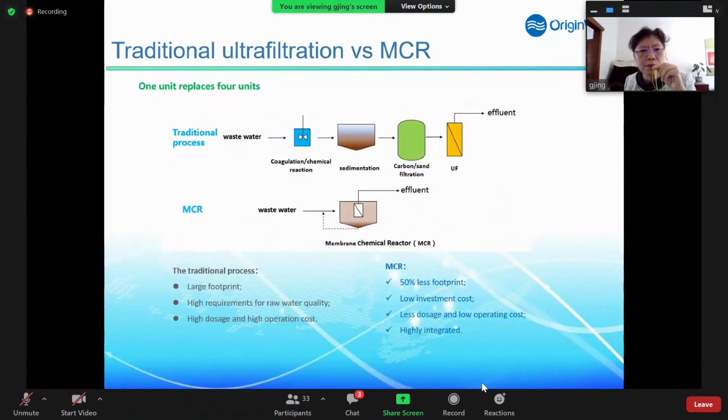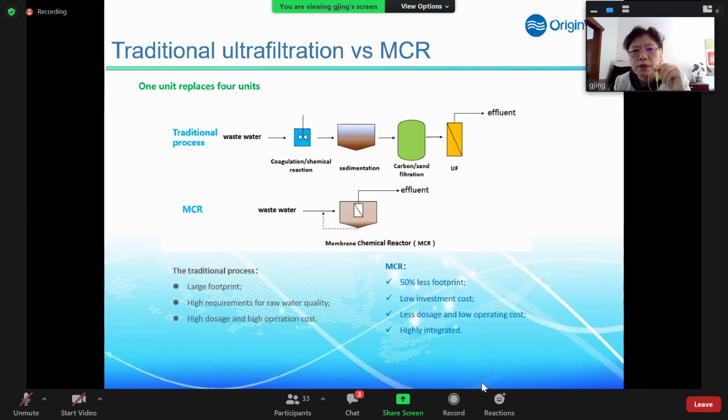And here's the comparison. Normally in wastewater treatment, we do coagulation, sedimentation, and also sand filtration. Then we can add membrane in the system. But especially for small capacity or small sites, we can use a membrane chemical reactor. Then we only use one tank. We do different piping, but we only use one container.